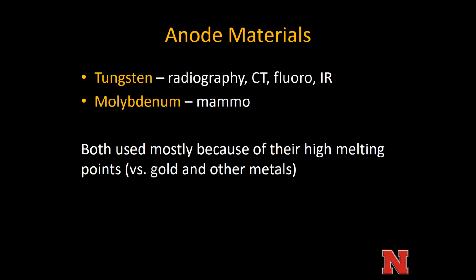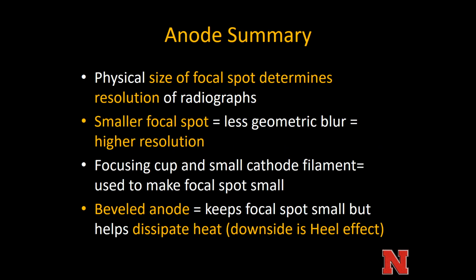Anode materials, again, tungsten is most commonly used for radiography, CT, fluoroscopy, IR. Molybdenum is most commonly used for mammography. Both are used mostly because of their high melting points versus, like, gold. Gold would be a suitable material in most respects if we go back to anode, other than the fact that it would melt at the heat generated, which would be bad.